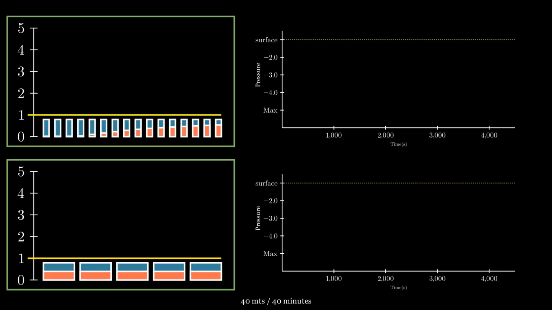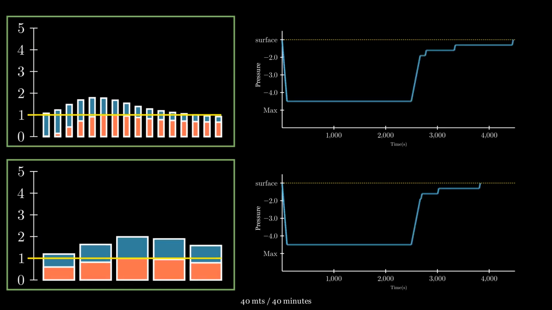Now, let's compare a 40 meters dive for 40 minutes. In this longer dive, the slower tissue will take in more gas and will have a greater impact on the overall decompression time. We start both dives. We can notice that ZHL predicts a longer decompression time when compared to the Haldane model. ZHL demands not only longer decompression time, but also deeper stops.